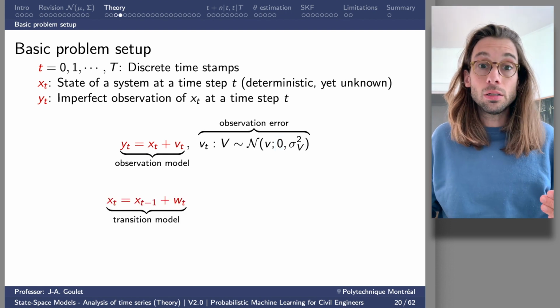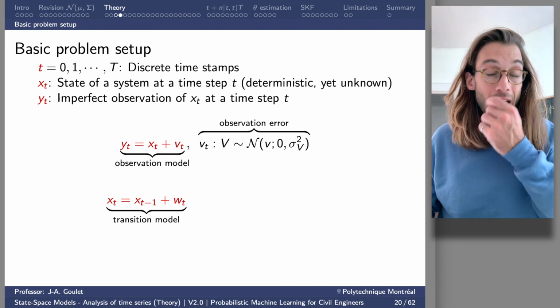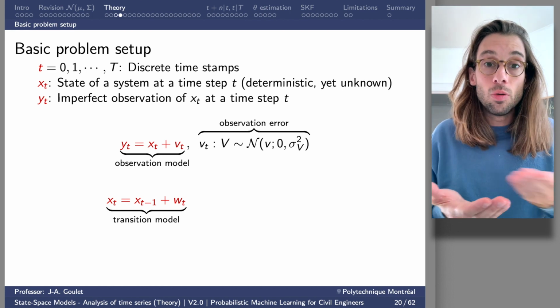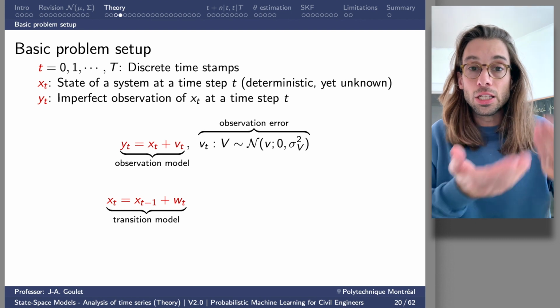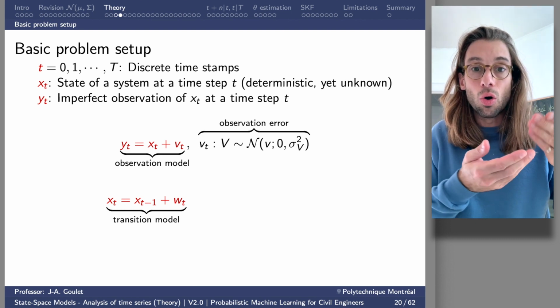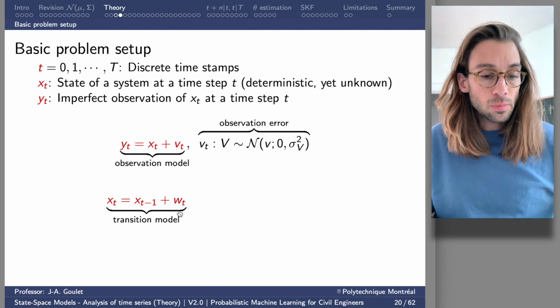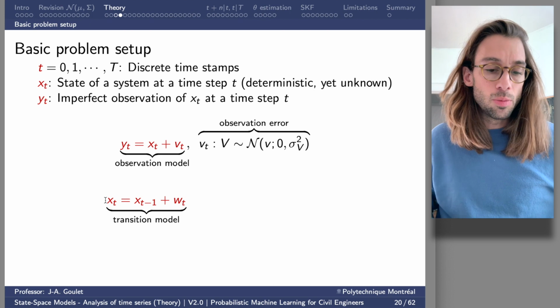My transition model is xt equals xt minus 1. It means that I assume that my temperature in that room is going to remain constant. If ever it gets cool, the heat is going to turn on. If ever it gets cold, the heat is going to be turned up. So I assume that I have a nominally constant temperature over time.